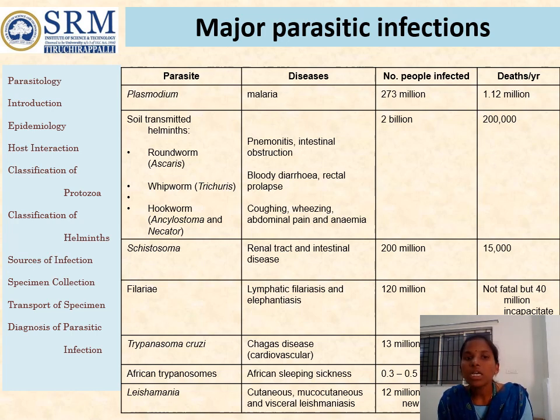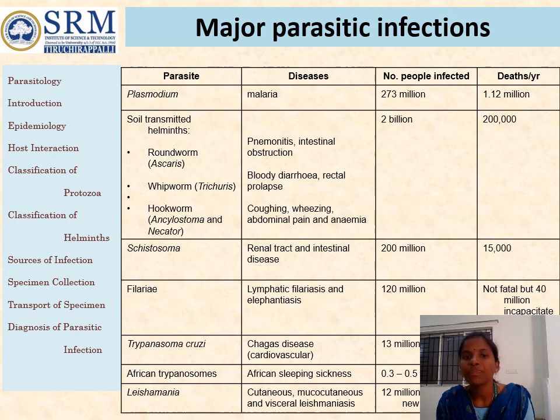And the third one is Schistosoma, which causes renal tract and intestinal tract disease. It mainly affects about 200 million people, who can be affected by the renal tract and intestinal disease caused by Schistosoma, and about 15,000 people are mainly affected through Schistosoma.